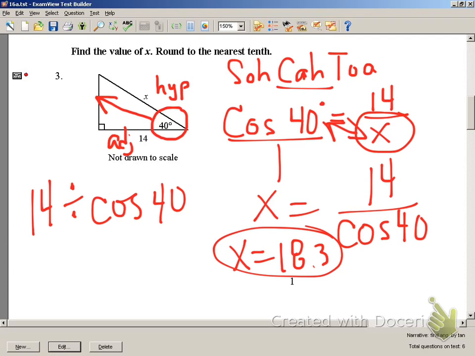Side measures are rounded to the nearest tenth. Angle measures are rounded to the nearest whole number. If you're looking for an angle measure, you will use the inverse function. If your x is in the denominator, you will end up dividing. I don't get what button to press. Number 4.